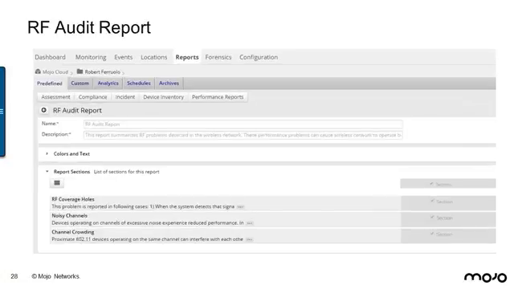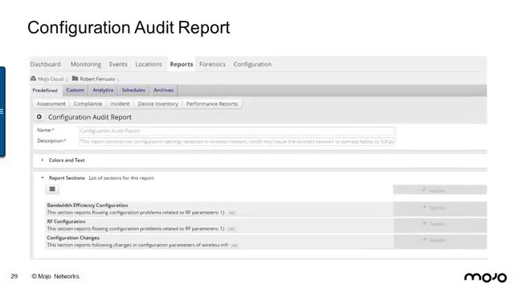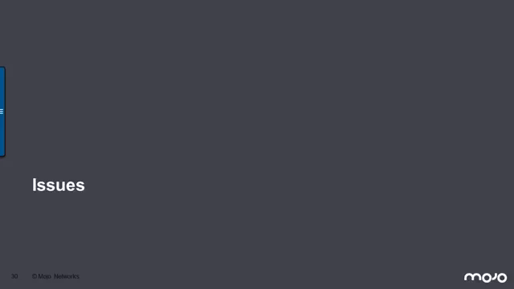And then we have the RF audit report, which looks for coverage holes, noisy channels, channel crowding, etc. And then we also have a configuration audit report. So we want to look for configuration changes, RF configuration, and so on, bandwidth efficiency. And so these are just some of the built-in reports. You can customize your reports, and you can use third-party systems to run reports as well, for instance, with our API integrated into some third-party management system.